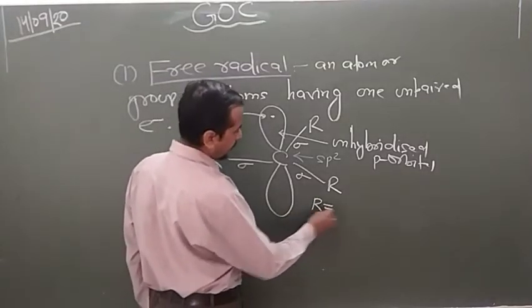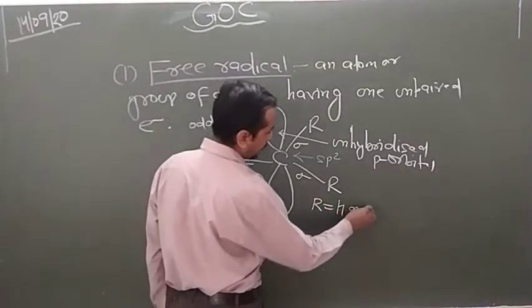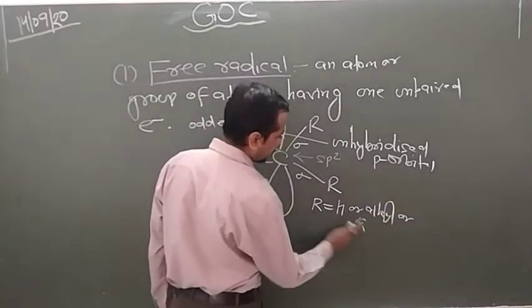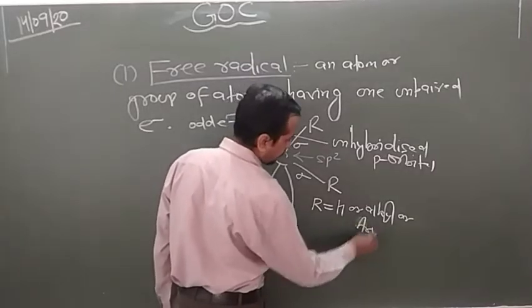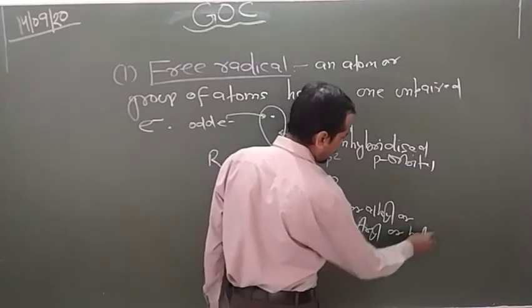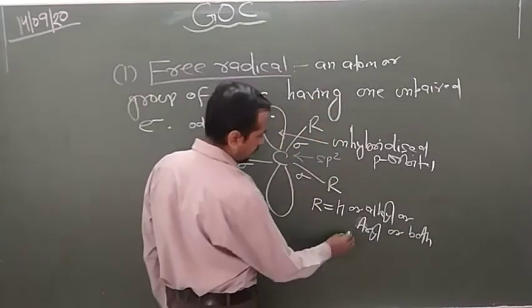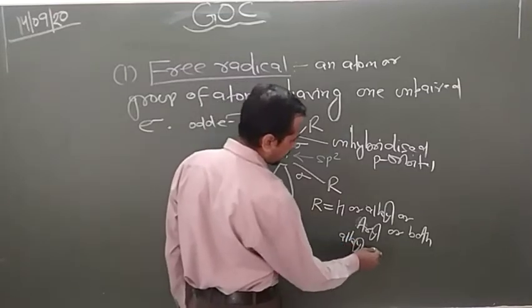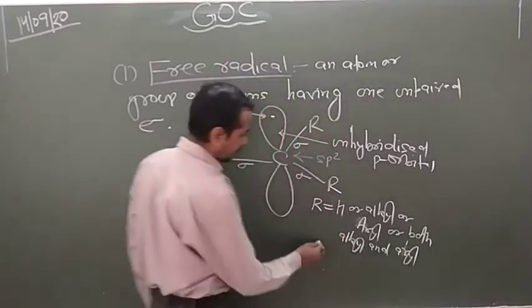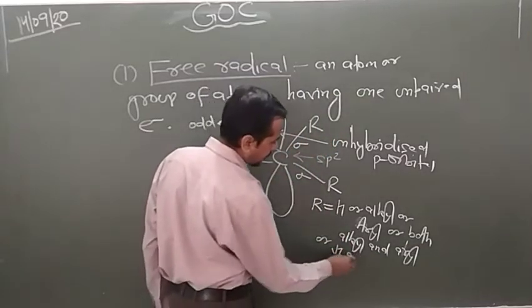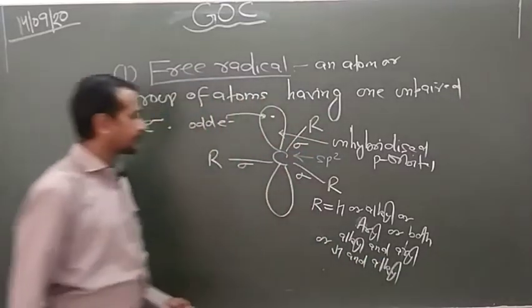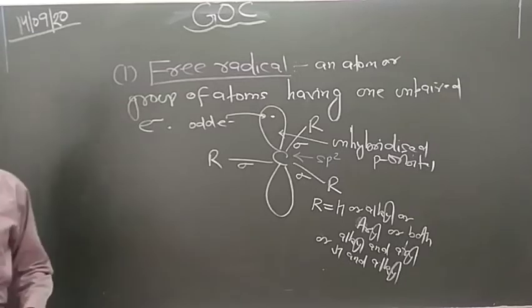Now R may be H or an alkyl group or an aryl group, or both alkyl and aryl, or hydrogen and an alkyl group. So this is the orbital diagram.